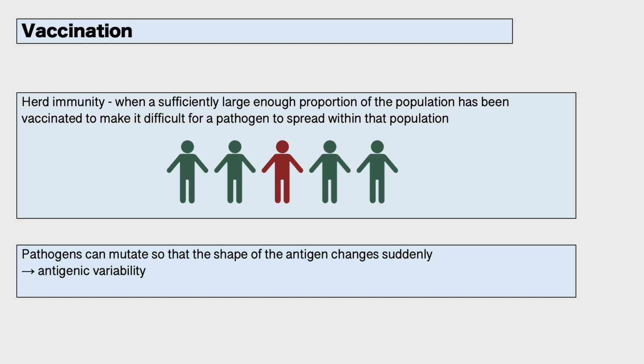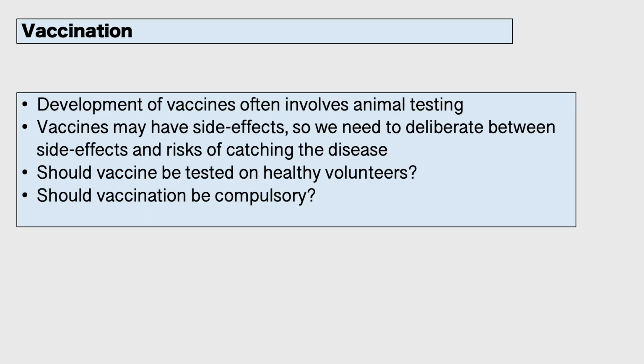The ethical issues of vaccines are that the development of vaccines often involves animal testing. Vaccines may have side effects, so you have to deliberate between the side effects and the risks of catching the disease. There is a question of should vaccines be tested on healthy volunteers, and should vaccination be compulsory.